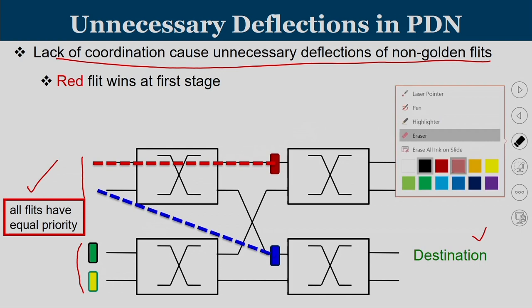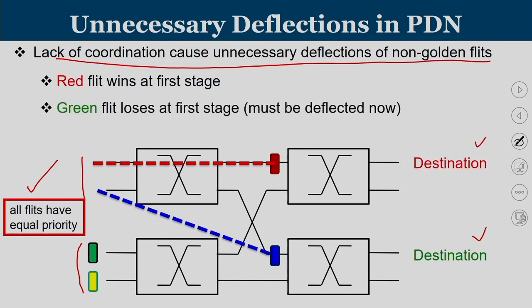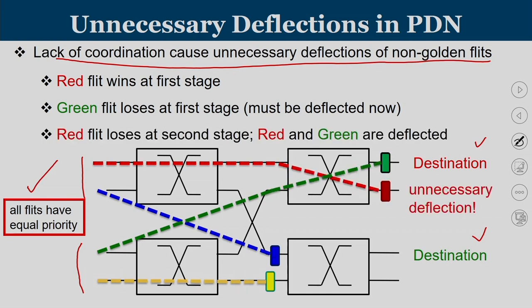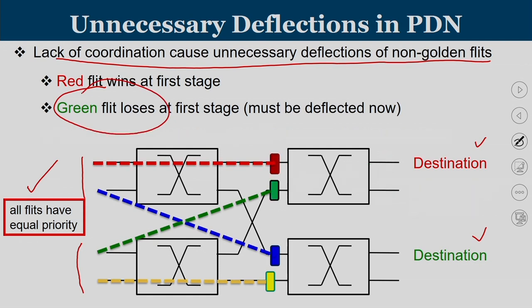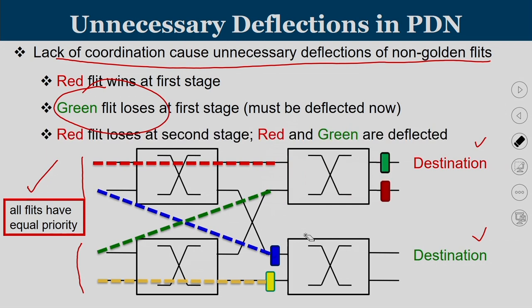Now, we see what happens in the next two. In this case, assume the green flit loses at the first stage. Green actually wanted to come straight, but it loses, so green goes up and the yellow comes straight. Now, assume that the red flit loses at the second stage. Green, which was a loser in the first stage, becomes the winner when it comes to the second stage, because when you compare it to red, both green and red are of equal priority. Let us say by random priority, green gets preference over red. So, this naturally results in a scenario where green is given a port. It so happened that green got the first port and red got the second one.